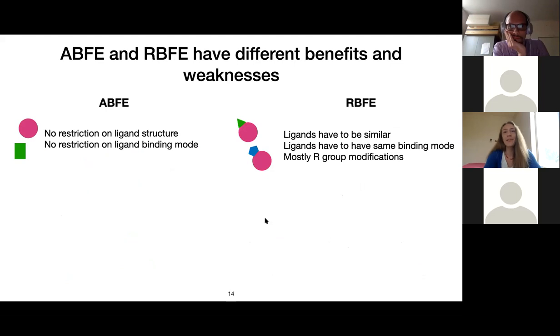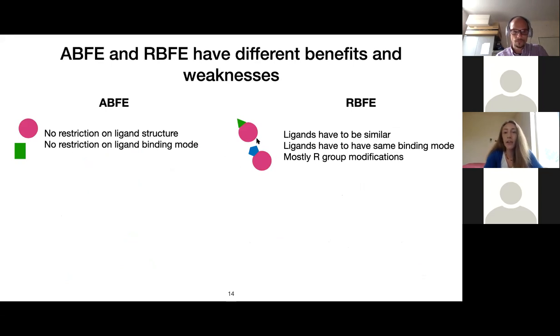But overall, absolute binding free energy calculations are a very promising approach and have a lot of benefits. The biggest benefit is probably that with these calculations, we're not at all restricted on the structure of the ligand, nor on the binding mode. So here you can see two diverse ligands.